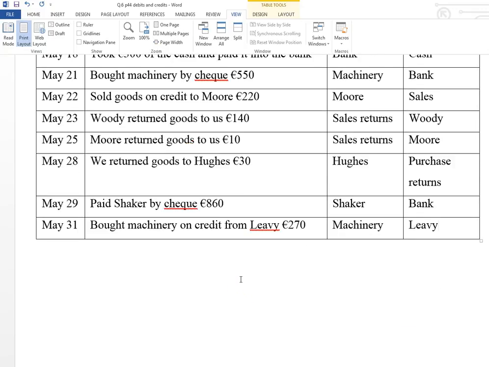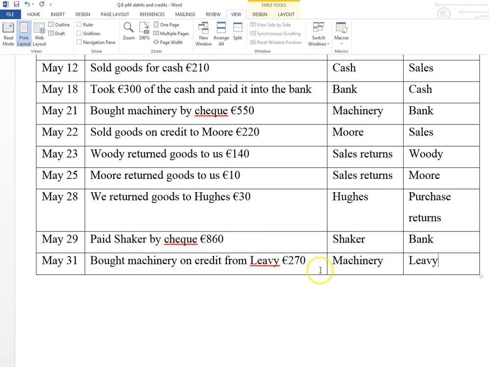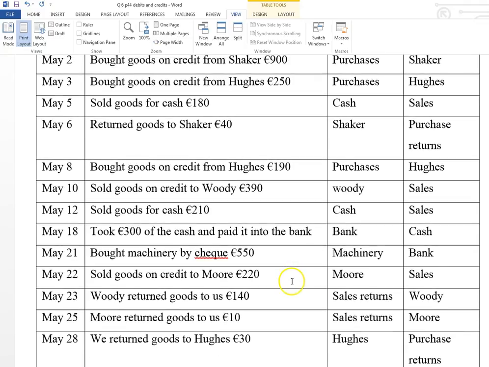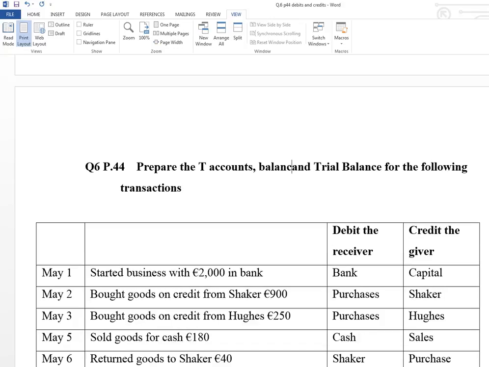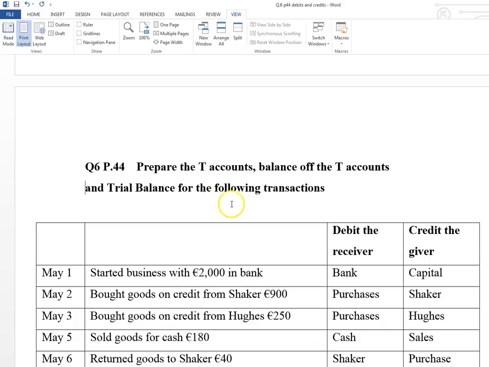Now, not the end of this unfortunately, but the end of this step, which is to enter all of these into the T accounts. The next step before we can prepare the trial balance is to balance off the T accounts. So there's a step in between really, which is to balance off the T accounts and then prepare the trial balance. So I'm going to do that next.